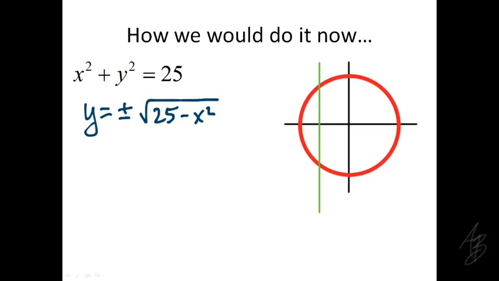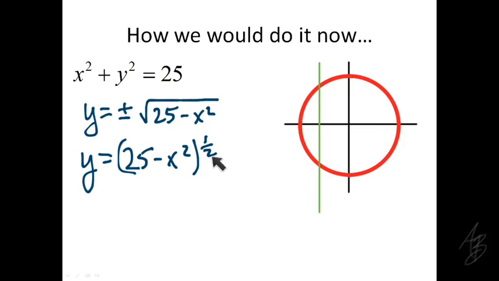Now, the plus part here would represent the top half of the circle, and the minus part would represent the bottom half of the circle. So to differentiate, say, the square root of 25 minus x squared, we could rewrite it like this. And although we haven't proven it yet, the power rule works when we have rational exponents, not just integer exponents.